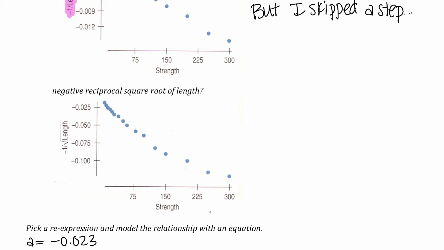Here is the negative reciprocal square root. Now, you might be thinking, this one doesn't look as straight as the one before, but it still looks good, okay? We're not trying to be perfect here. We're just trying to get it straight enough that we can fit a linear model and we didn't break any crazy conditions. So if you can move down the ladder less, that's actually better. So I'm going to stick with this one.